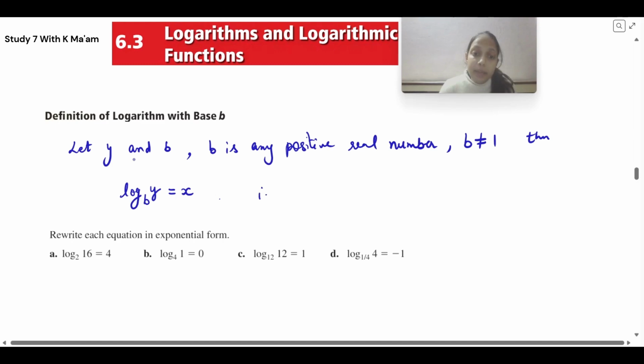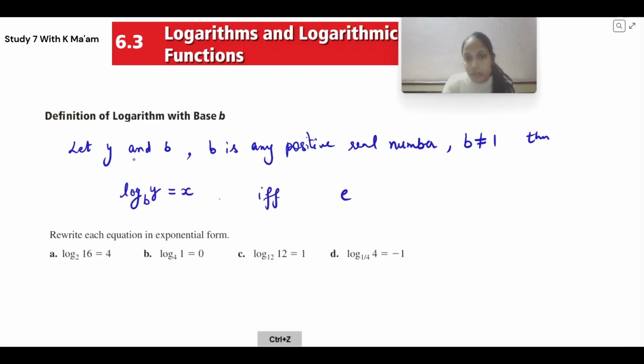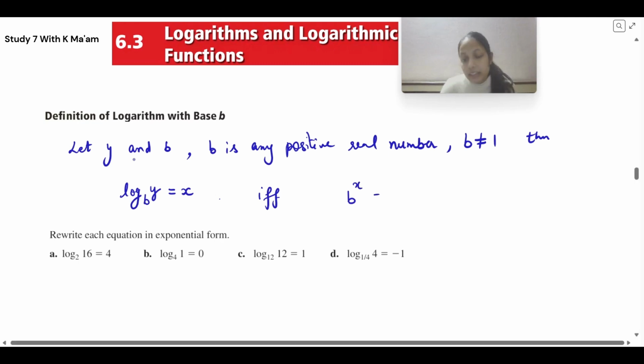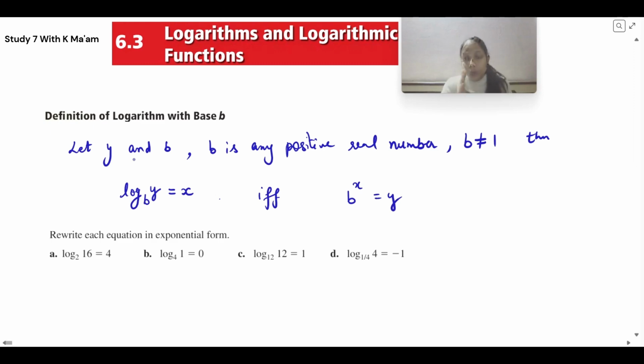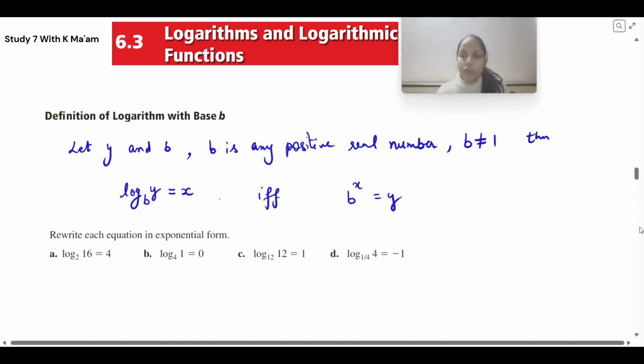And this is the same as b power x is y. So log is changed into exponential, and exponential can be written in the form of log. So those are different ways of conversion: log to exponential, exponential to log.